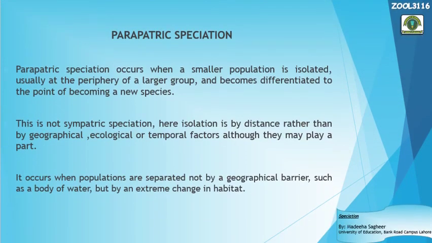Okay, the fourth mode of speciation is parapatric speciation. In parapatric speciation, actually this speciation takes place because of the distance, right? Groups of individuals are distant from the rest of the population. There is no geographical barrier, there is no other barrier that separates or isolates the population, but the population undergoes speciation because of the distance present between the individuals of the same species.